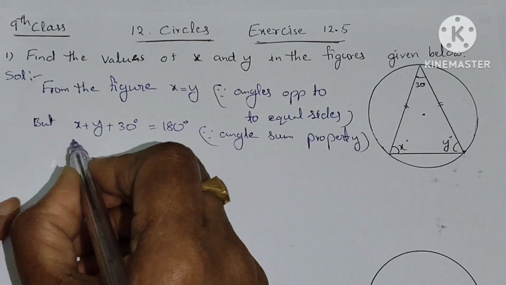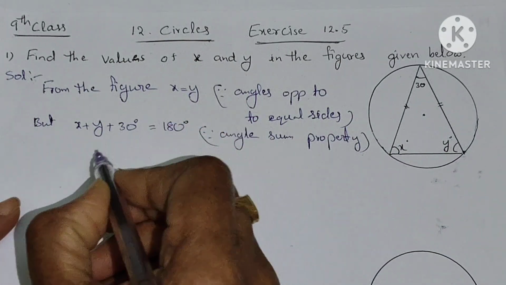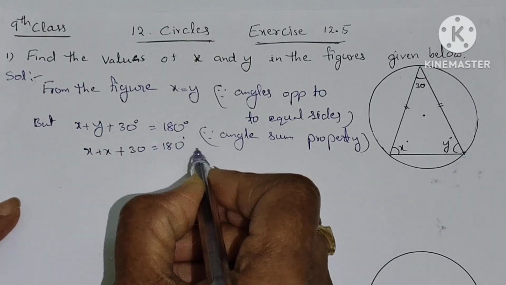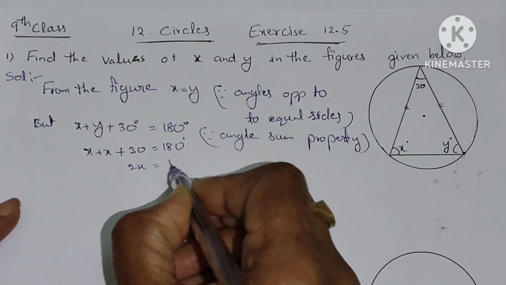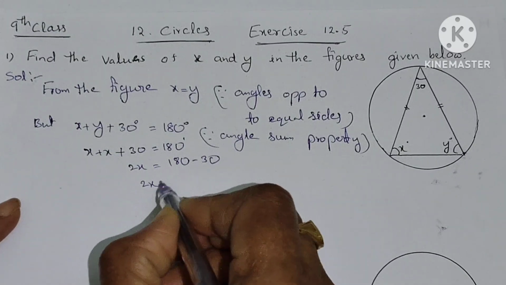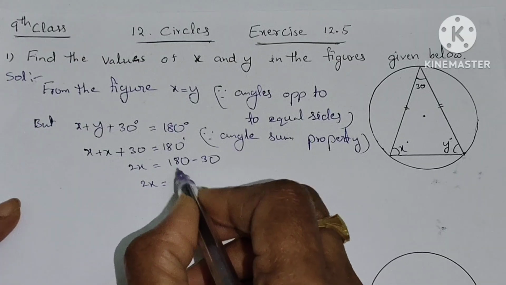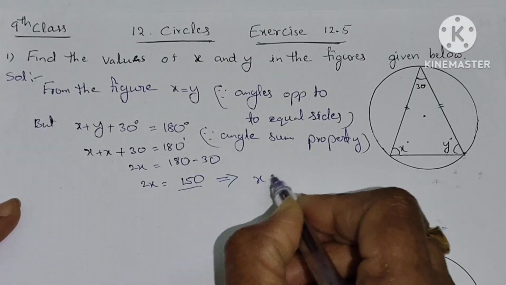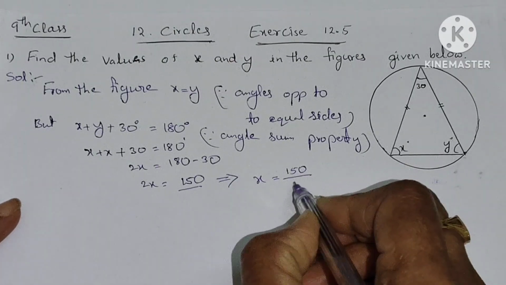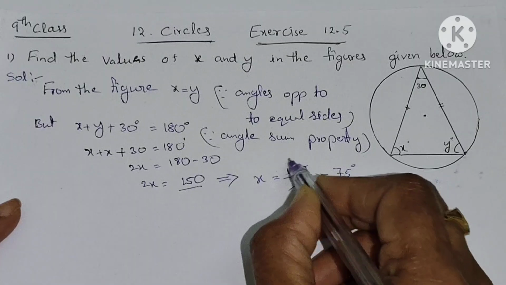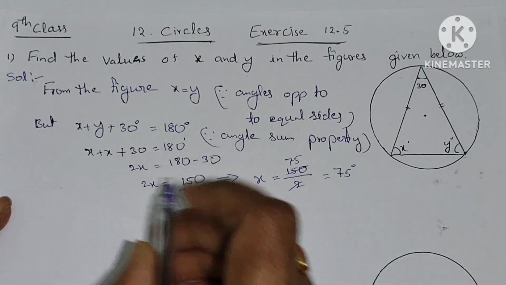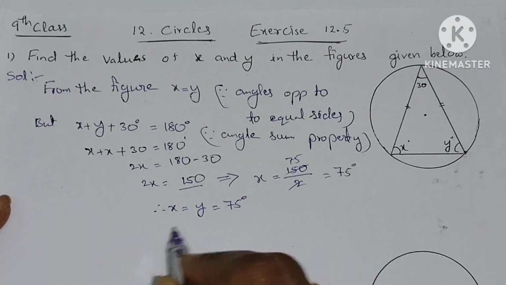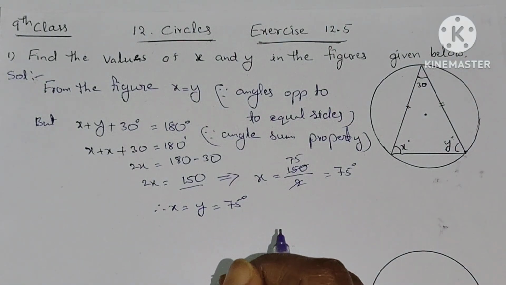Angle sum property. Already we know that x equals y, so x plus x plus 30 equals 180. Carrying 30 to the right-hand side, 2x equals 180 minus 30, so 2x equals 150. That implies x equals 150 by 2, which is 75 degrees. So this is the x value. Therefore x equals y equals 75 degrees. This is the solution of the first one.